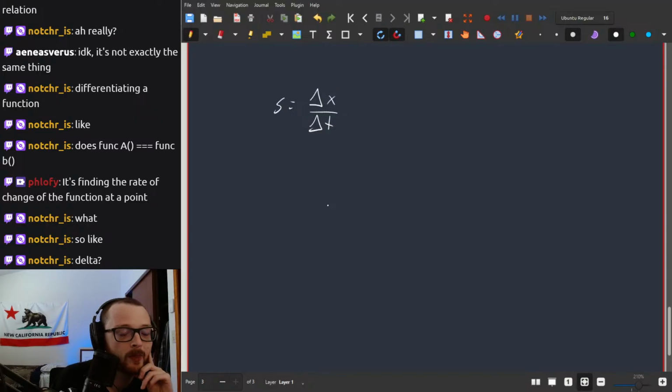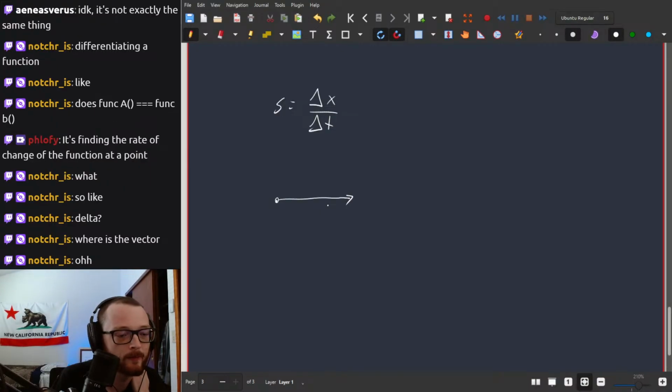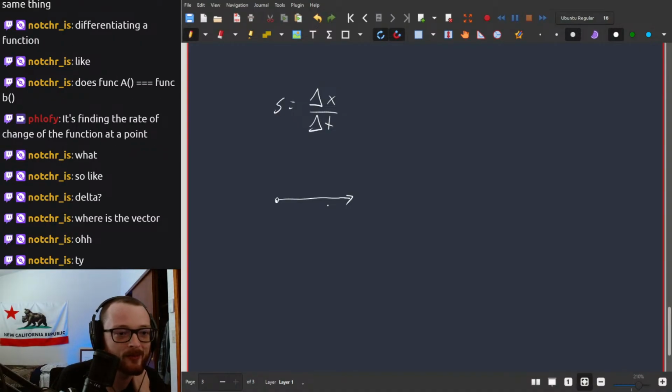So if I start at... we could make it a vector. I'm just keeping things one-dimensional and only going in one direction. We could involve a vector though, but it's going to make the next part a little bit weirder, so I'd rather not. If I start at position 0, this is x.